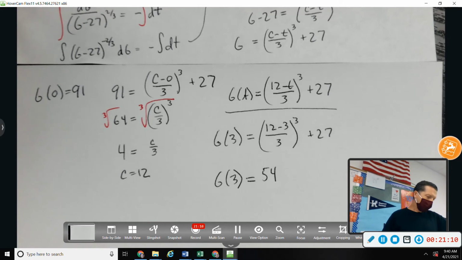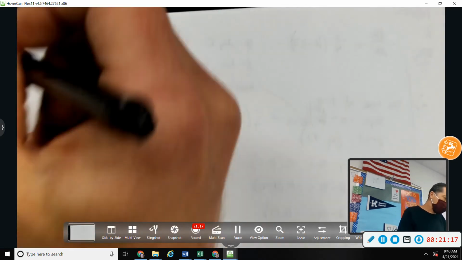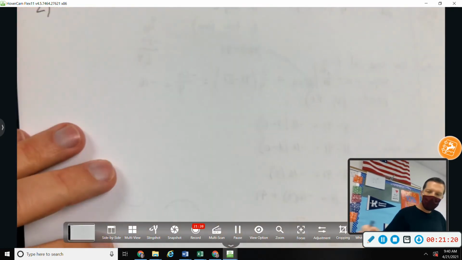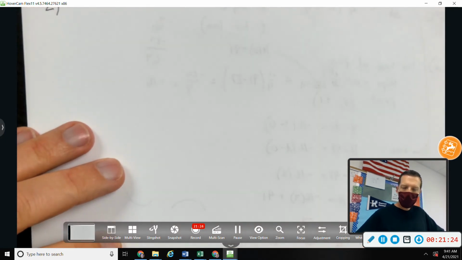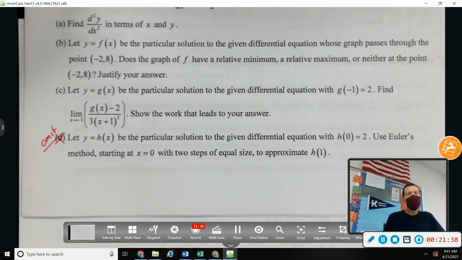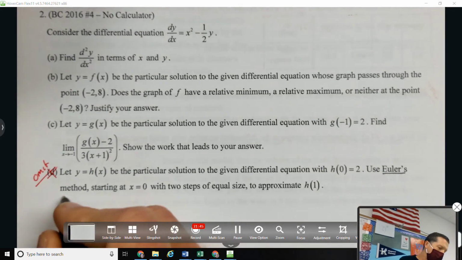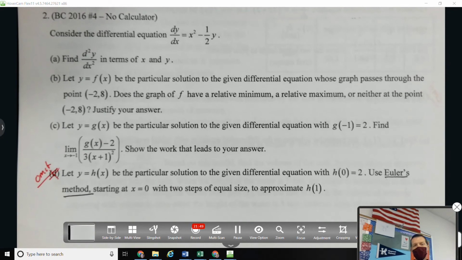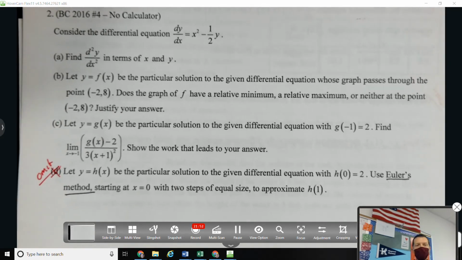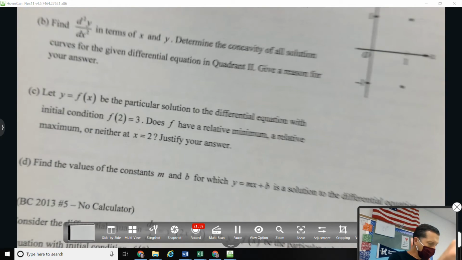Let's look at number 2. From 2016. All right. This one would not have been on the A/B test because we don't do Euler's method. So we'll just throw out part D and we can do the rest of it. So for us, throw out part D. And while I'm thinking about it, I need to say this again later for our video friends, but flip it over when you're trying number 4.